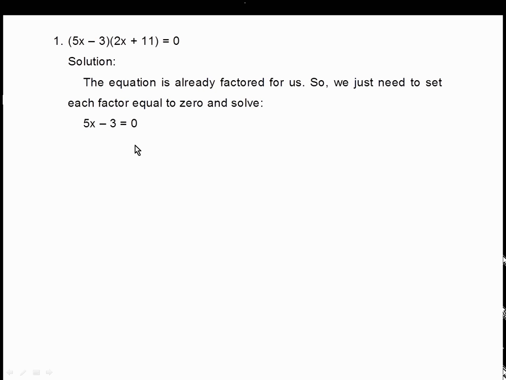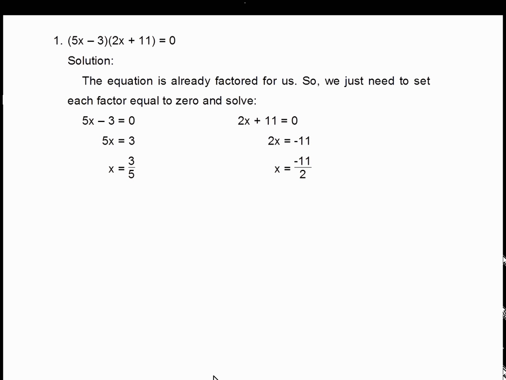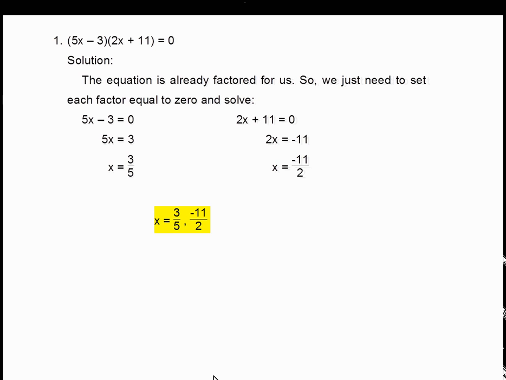So I've got 5x minus 3 equals 0. We're going to add 3, divide by 5. So x is 3/5. Okay, now the other factor, 2x plus 11 equals 0. Subtract 11, divide by 2. X is negative 11 halves. So our solutions are 3/5 and negative 11 halves.